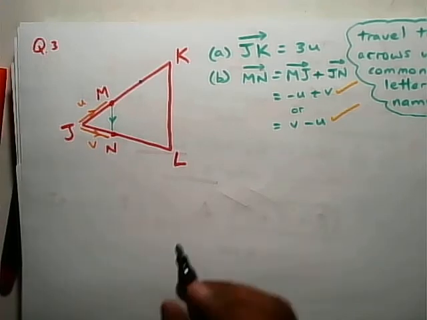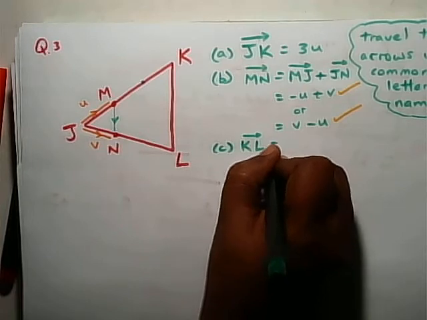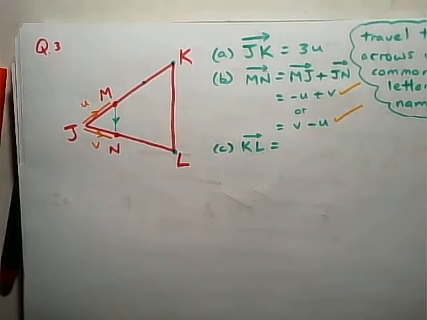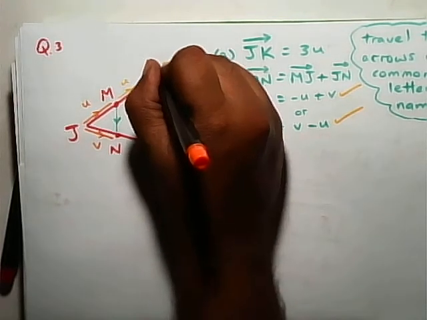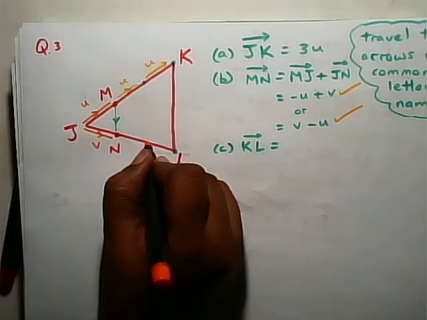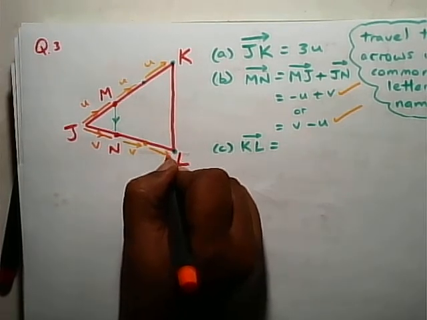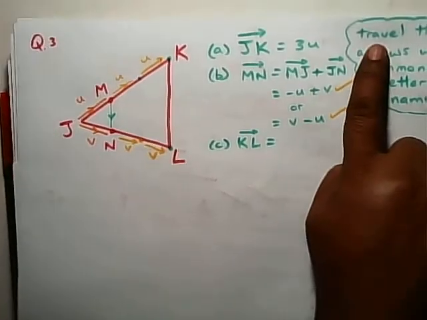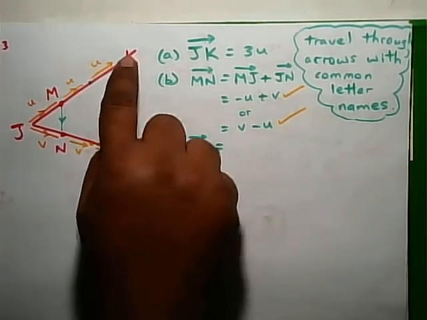Now, part C. We have to show KL. This is where we reached the last day. To get from K to L, we want to start at K and end at L, and we need to travel through roads that already have names. We know that this road here is a u, and this road here is a u. We also know that we have a v here, and we have a v here as well. So if you want to get from K to L, travel through arrows with common letter names.